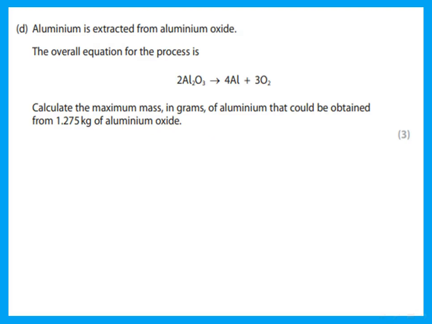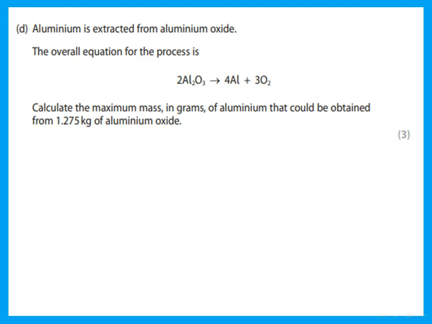Aluminium is extracted from aluminium oxide. The overall equation for the process is this. Now calculate the mass in grams. Please do not confuse yourself with the word maximum. It just means how much mass can I get. Calculate the mass in grams of aluminium that could be obtained from this mass of aluminium oxide.